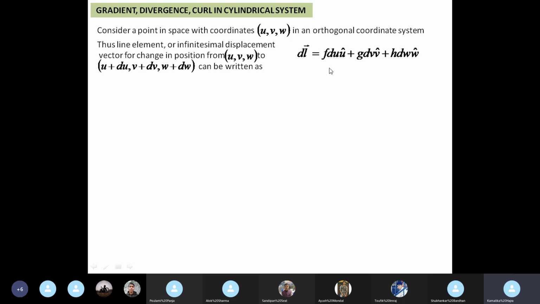Now, can someone intuitively guess why instead of just du u cap, dv v cap and dw w cap, I have also written these f, g and h elements in front? The length element, in Cartesian, I know, is dx i cap plus dy j cap plus dz k cap.